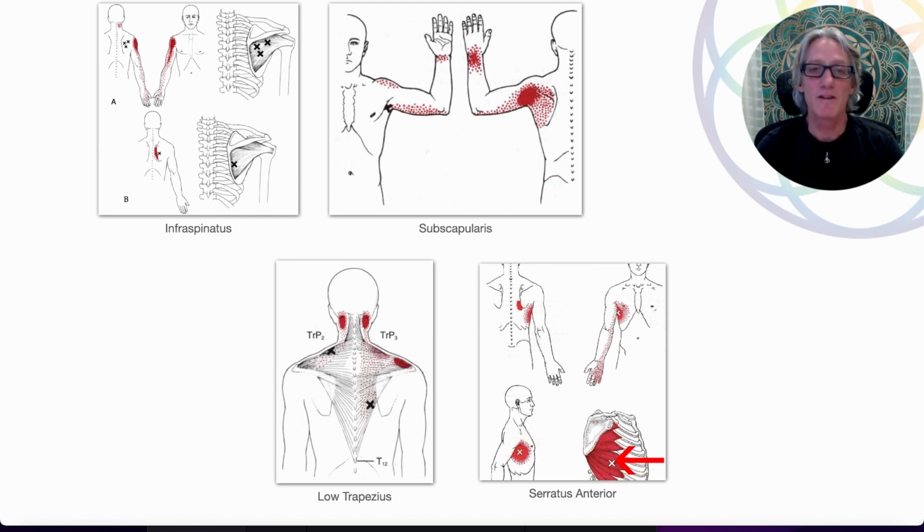So your serratus anterior and your low trapezius muscle can cause all of those shoulder pains: top of the shoulder, front of the shoulder, back of the shoulder. It's very confusing because it feels like it's in that joint. It feels like it's deep in this joint, but most often it's referred pain from these scapular stabilizers.